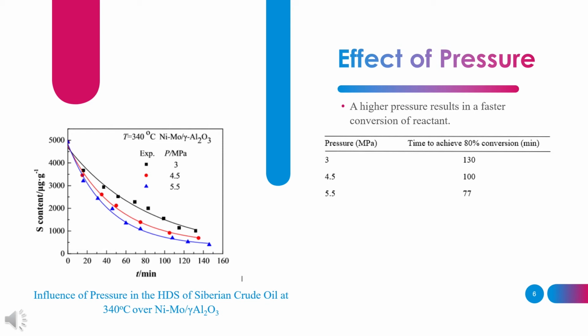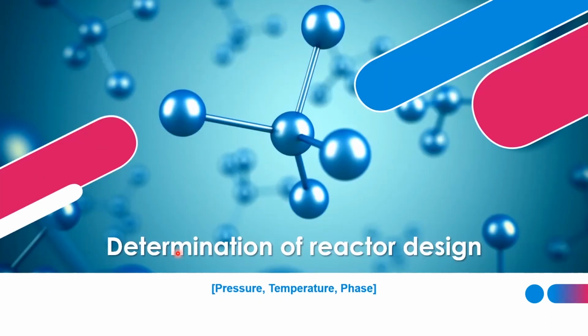Last but not least, we study the effect of pressure on our reaction mechanism. A high pressure results in a faster conversion of reactant. As we can see below, as we increase the pressure from 3 MPa to 5.5 MPa, the time to achieve 80% conversion in minutes is much lesser, indicating that as we increase the pressure, the reaction becomes much faster.